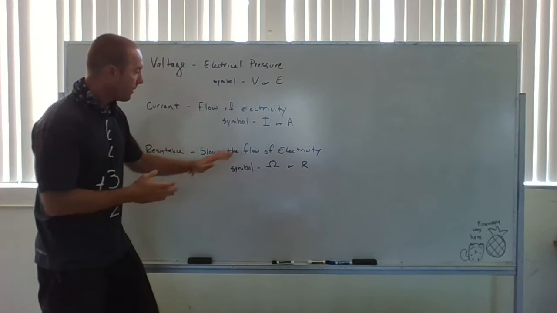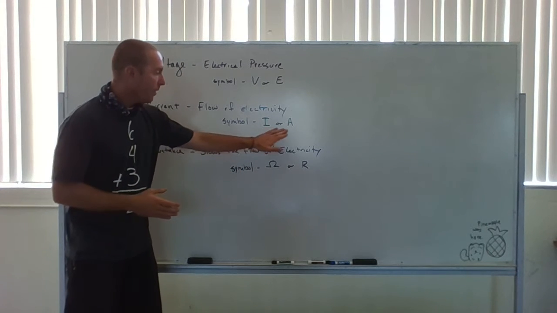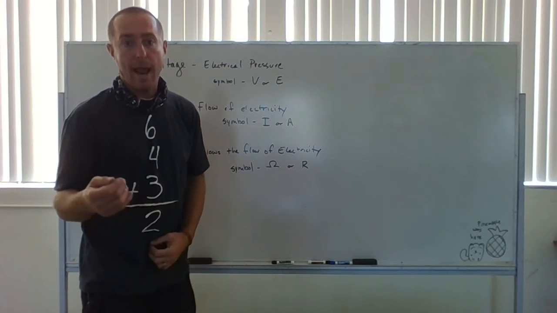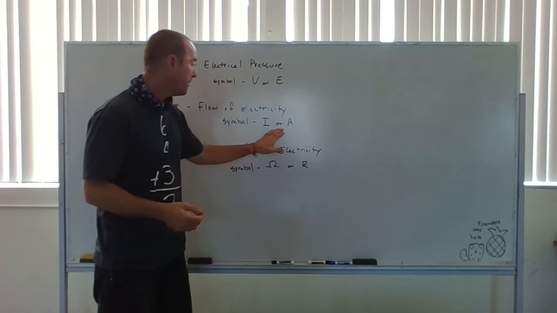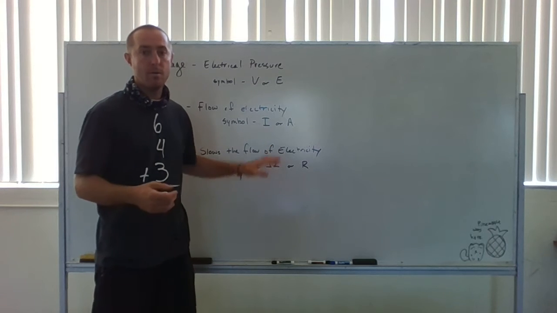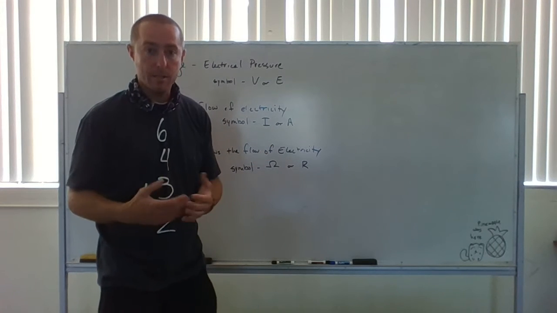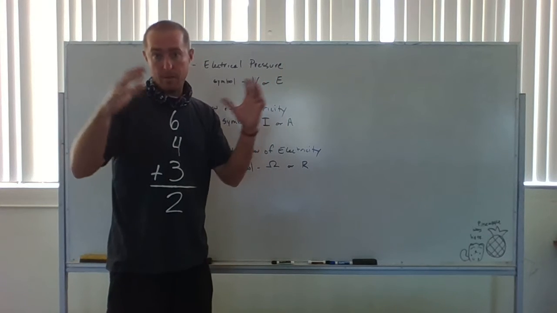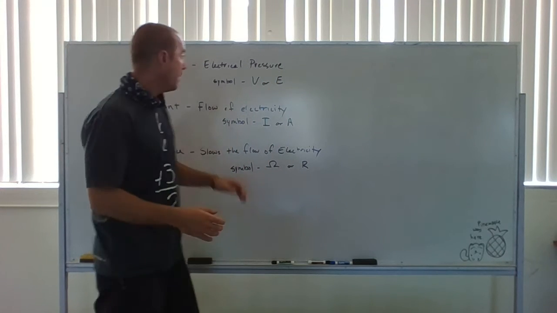The symbol for current is either I or A. The unit for current is called an amp, so that's where the A comes from. I stands for intensity, all right? Because if you have more current in a circuit, your light will be brighter. If you have less current, less bright.